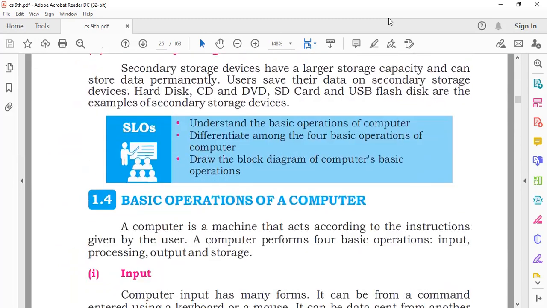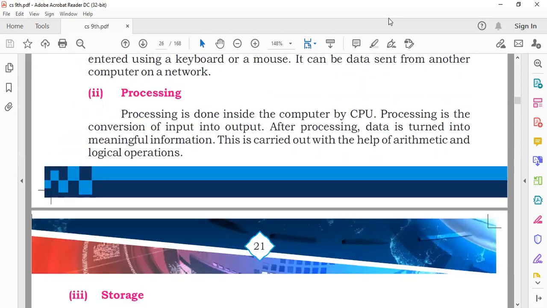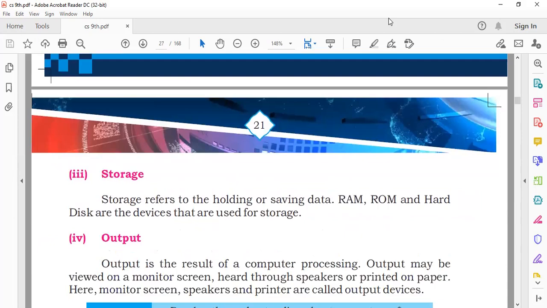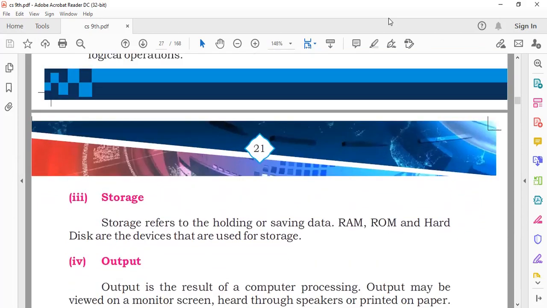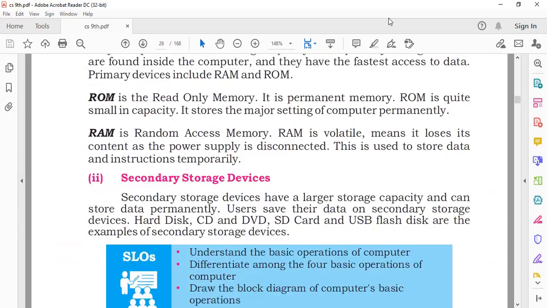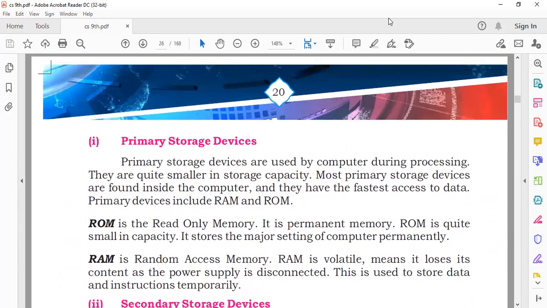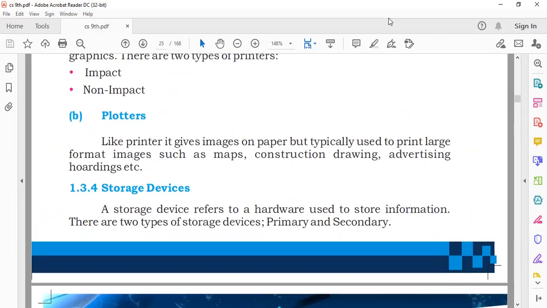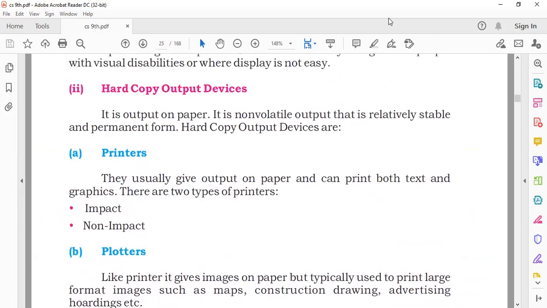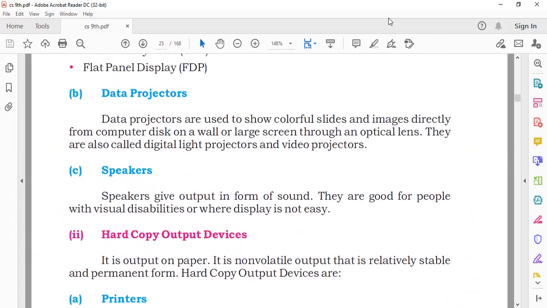Okay, just a sec. I think we have covered all the output as well, but not too much. So yeah, okay. Data projectors, let me revise it again, no problem.